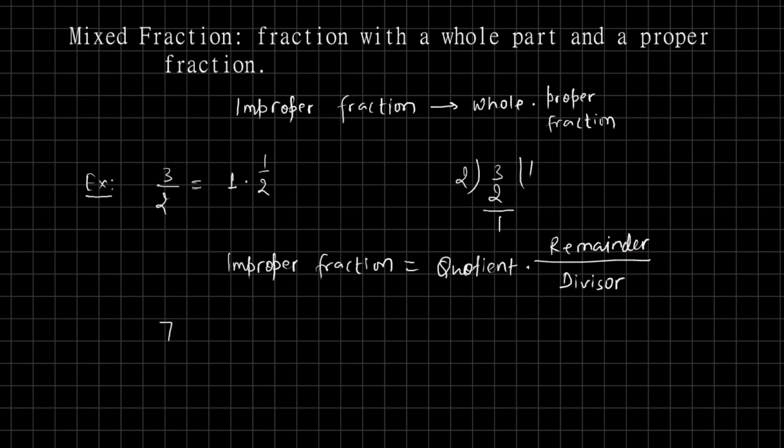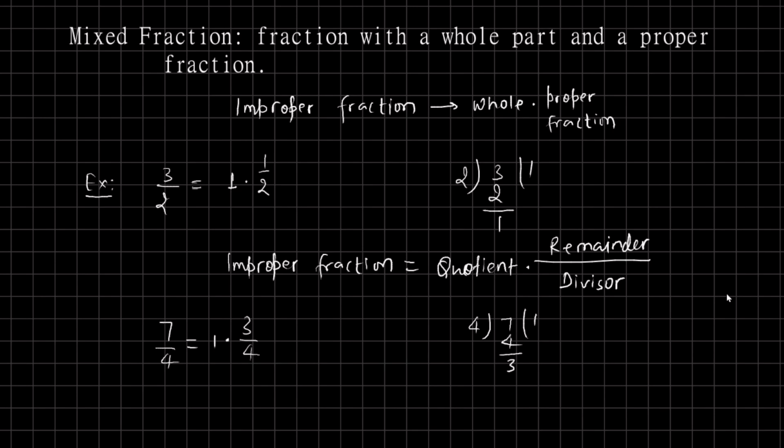Let's see one more example, 7 over 4. What we will do, we divide 7 by 4. 4 times 1 is 4, we have remainder 3. So now the quotient is going to be its whole part. So 1, remainder over divisor. So 3 over 4.